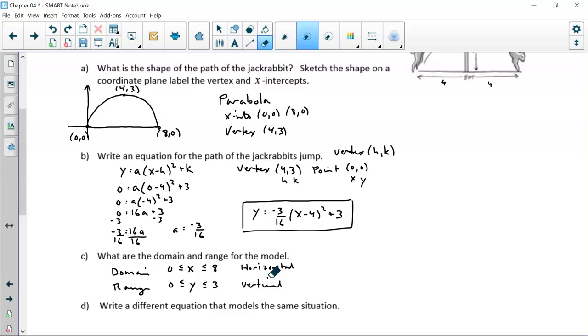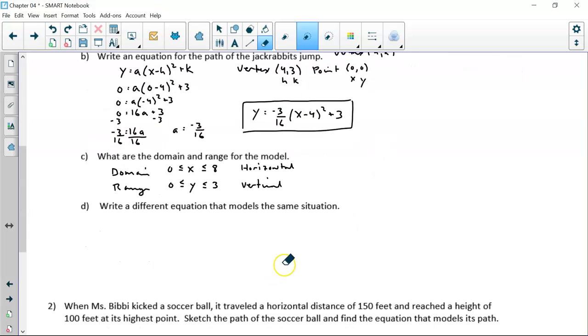So I'm not even going to worry about writing a different equation. I'm just going to stick with this one. I think it works better. But there are other equations depending on where we had it start.